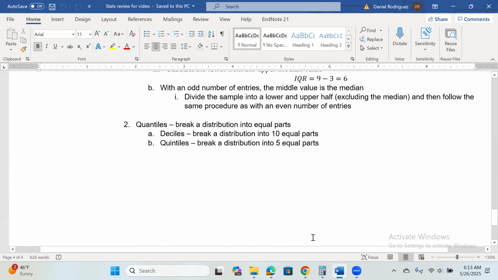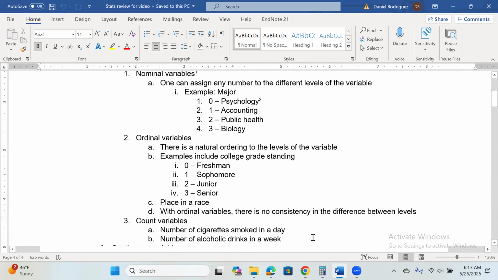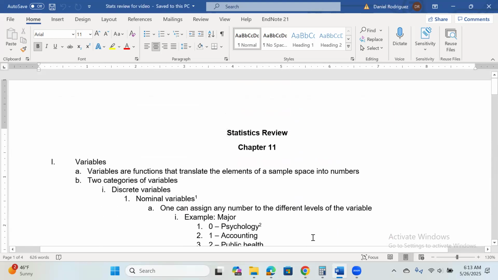One more thing here: quantiles break a distribution into equal parts. There are many different types of quantiles. Deciles break the distribution into 10 equal parts, quintiles into 5 equal parts, and quartiles into 4 equal parts. Anyway, that's just a start, to whet your whistle and get you ready for the rest of what's to come. All right, thank you.